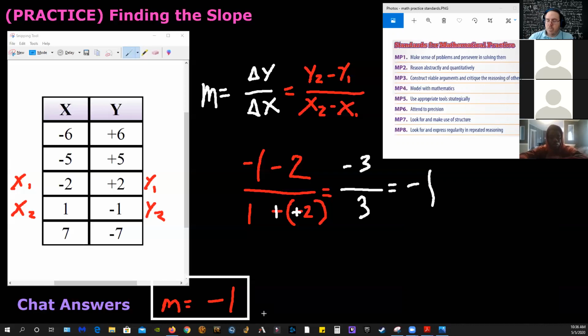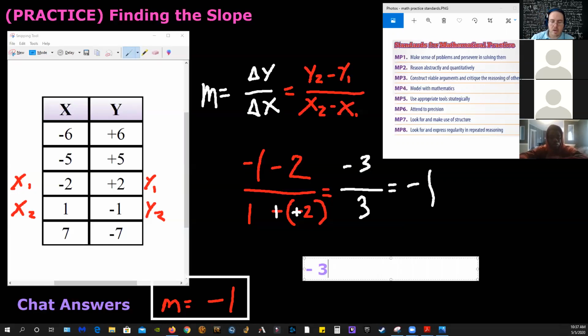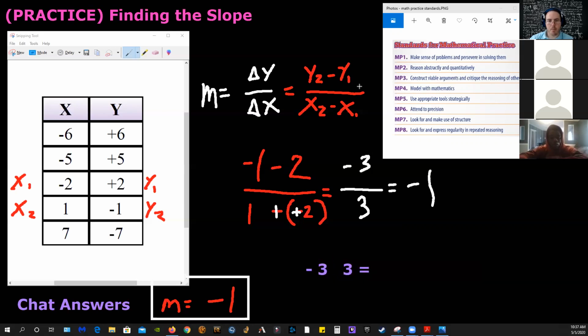Interesting, reading chat. Someone put that into a calculator and got 0. I think you might have hit a key that you thought was the division key, but it was not. I'm pretty sure if you put this exact thing into a calculator, it's going to say negative 3, and then you'd have to use a division key. Anyone in chat that has a calculator, type this in. The mystery is someone in chat typed this in and they got 0, which it should not have done.